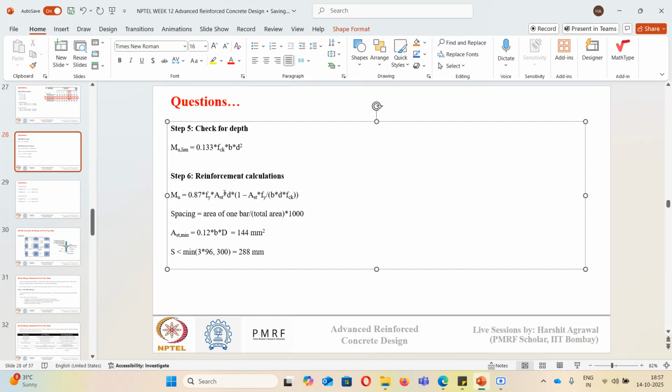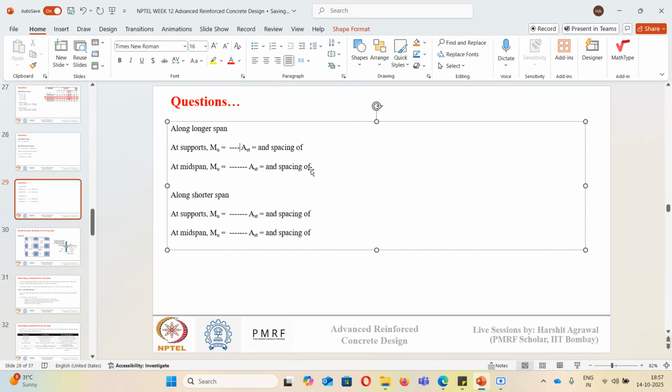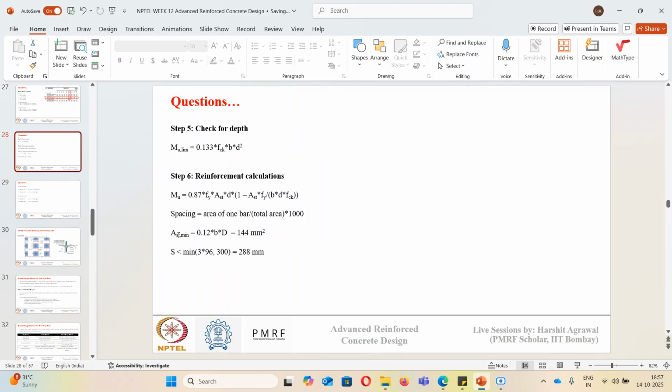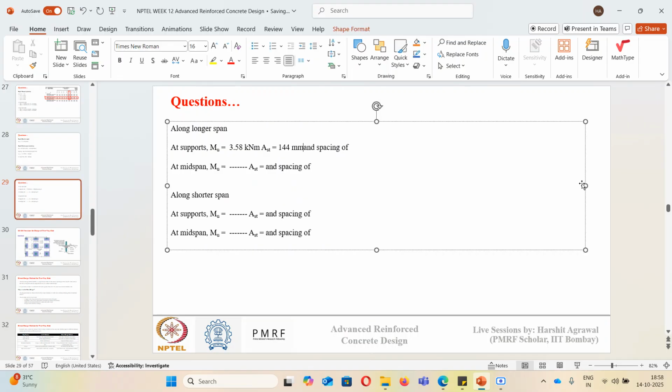Okay, so this is the minimum reinforcement that we need to provide. Whatever AST value we are getting, we need to check against these two provisions before giving the final calculation. Okay, so for the Mu value that we have calculated, 3.58 kilonewton meter, when you calculate AST, it will come out to be 88 millimeter square. But we know the code says that AST minimum should be 144, so we will provide 144 millimeter square area. And when you estimate spacing, it will come out to be 348.